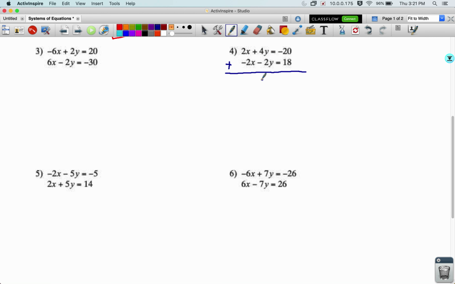4y plus a negative 2y becomes 2y. Negative 20 plus 18 becomes a negative 2. Divide both sides by 2. We get y equals negative 1.